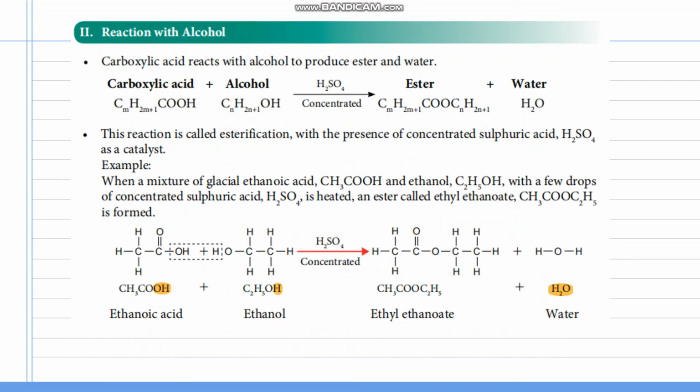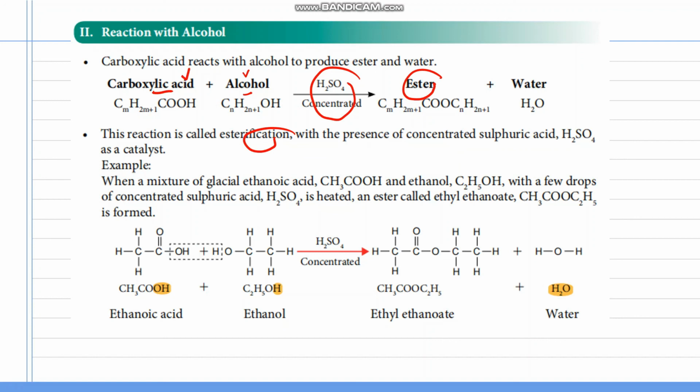So next, let's add the reaction with alcohol. Like I mentioned in the beginning of the video, the carboxylic acid can react with the alcohol to form the ester. And this ester has a fruity smell. In this reaction, we need to use a catalyst. The catalyst that we use is concentrated sulfuric acid. Since this reaction, the reaction between carboxylic acid and the alcohol, produces ester, we call this reaction esterification. And of course, we have to use the catalyst, which is under the presence of concentrated sulfuric acid, H2SO4.